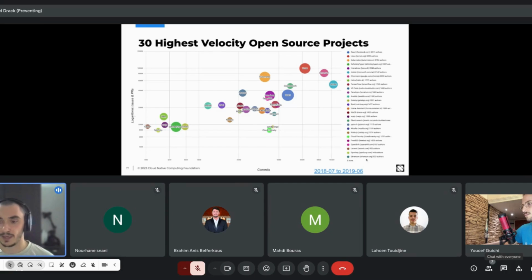This slide is from 2019, so it's already quite old. By now, I'm pretty sure that Kubernetes is going even further to the right, being one of the most high-velocity open source projects out there.